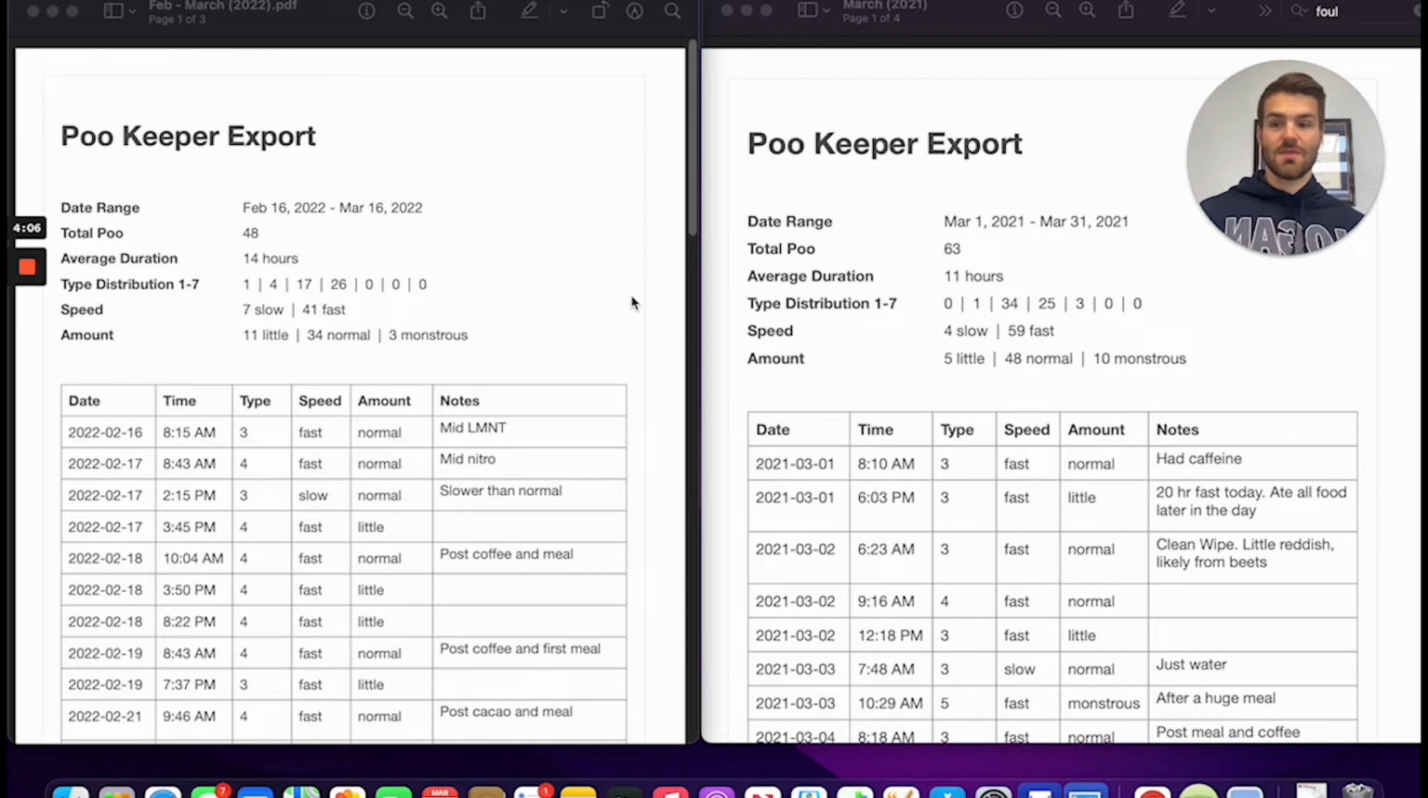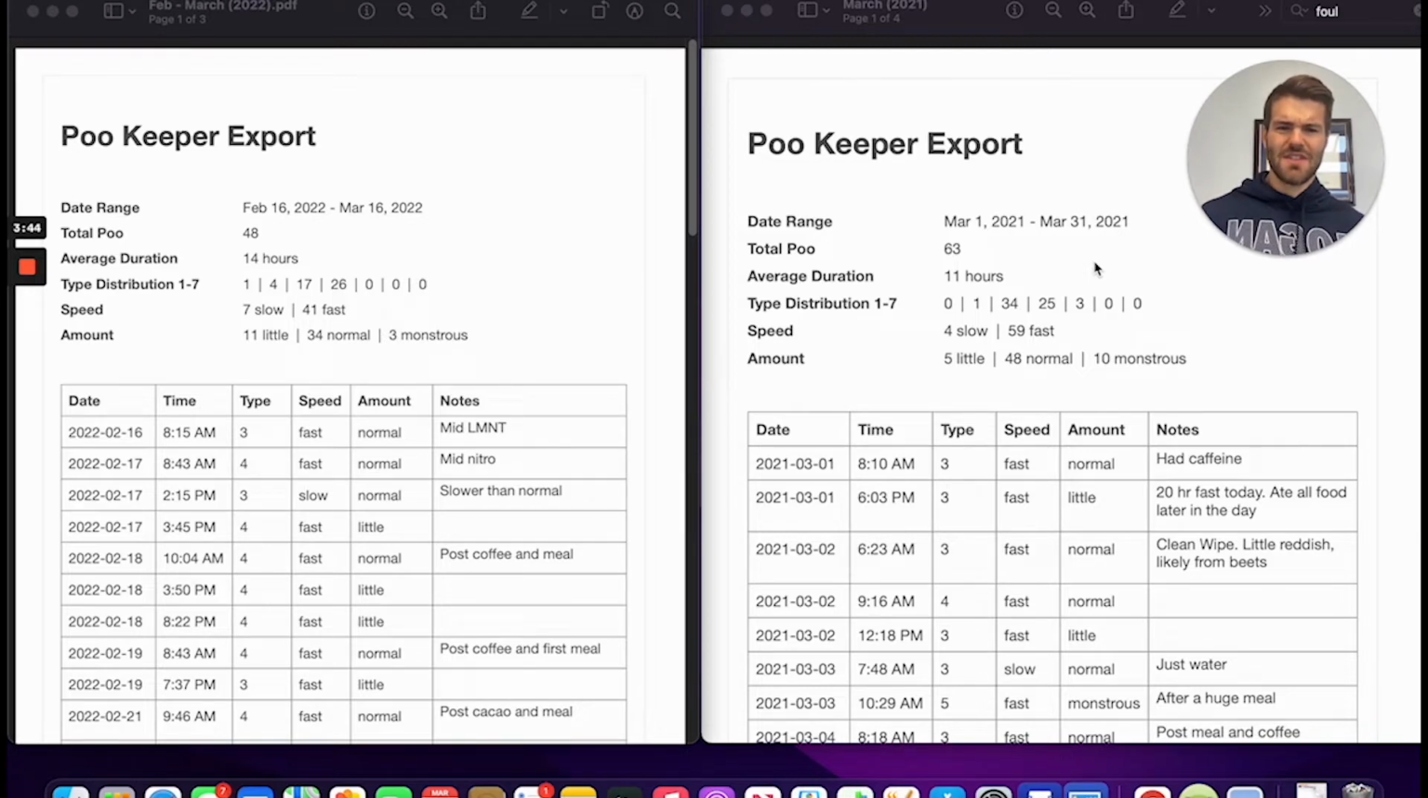The first thing that jumps off the bat for me is the fact that I had nearly 20% more poops in March of last year compared to March of this year. And I can speculate on a couple reasons why. I was doing more intense exercise. At this point last year, I was eating more fibrous and plant material.